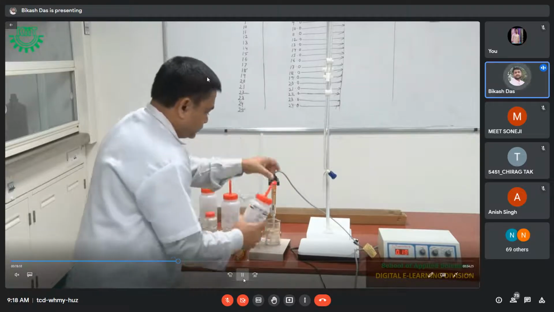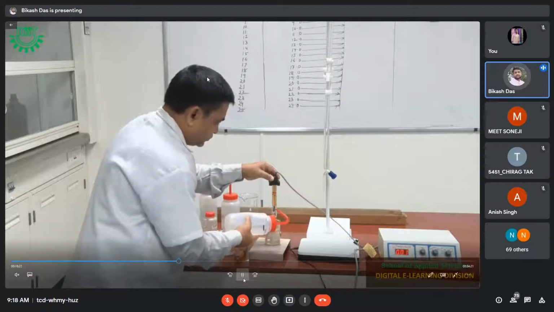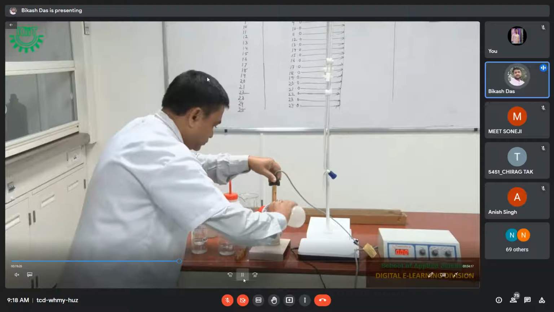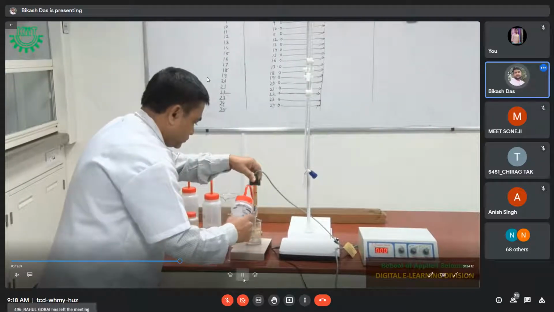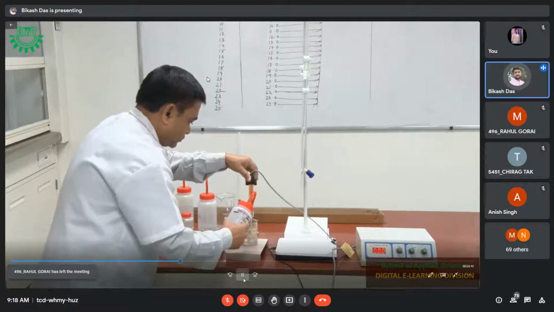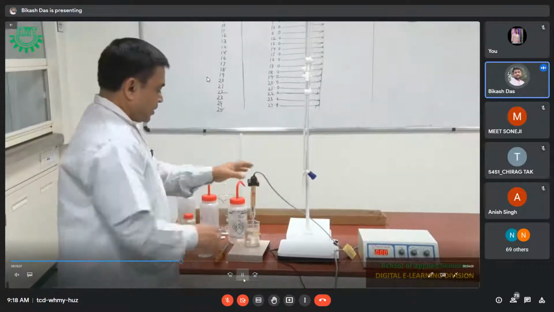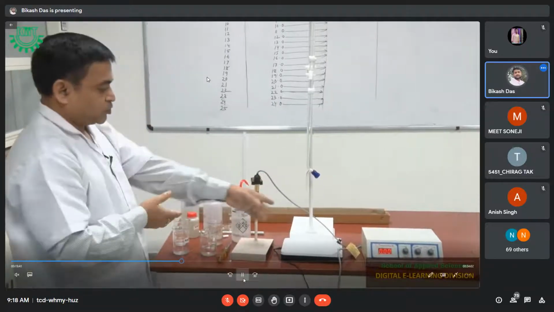So once again I repeat, for calibration purpose: first of all, you have been given one standard solution of KCl whose conductance is 1.41. Then wash the electrode. Before that, you have to set the temperature knob by using mode. Then using the temperature knob, you have to set up the specific temperature. Then fix the temperature by using the mode option.